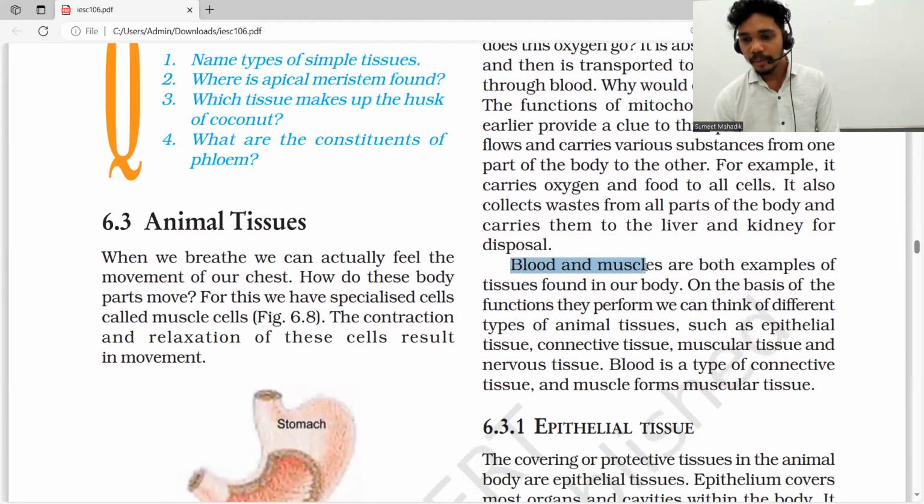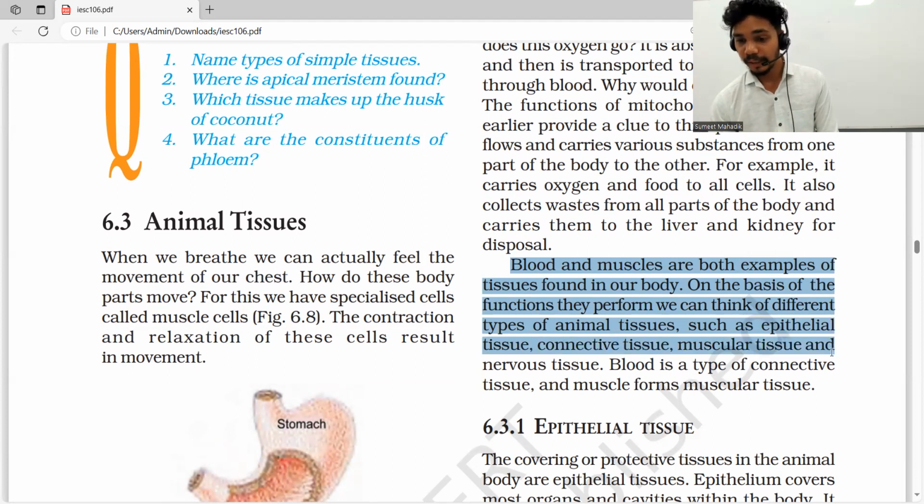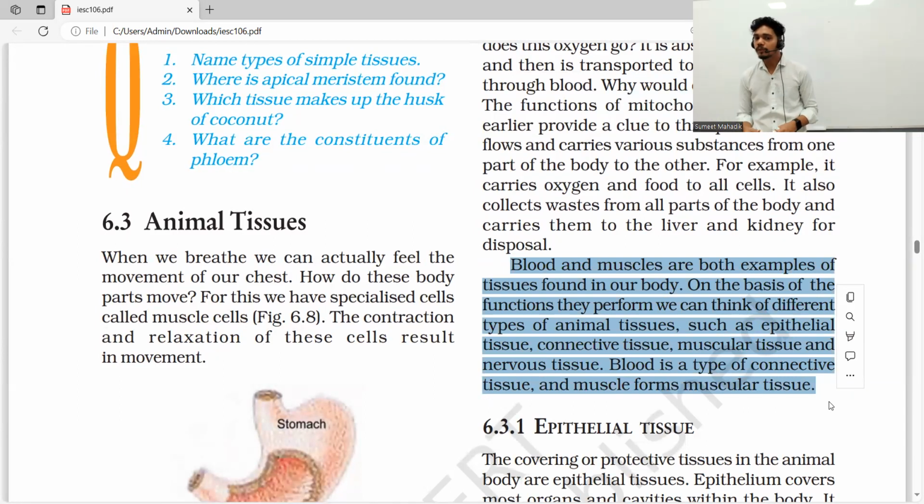Blood and muscles are both examples of tissue found in the body. On the basis of the function they perform, we can think of different types of animal tissue such as epithelial tissue, connective tissue, muscular tissue, nervous tissue. Blood is a type of connective tissue. So what are the types of tissues in the body?